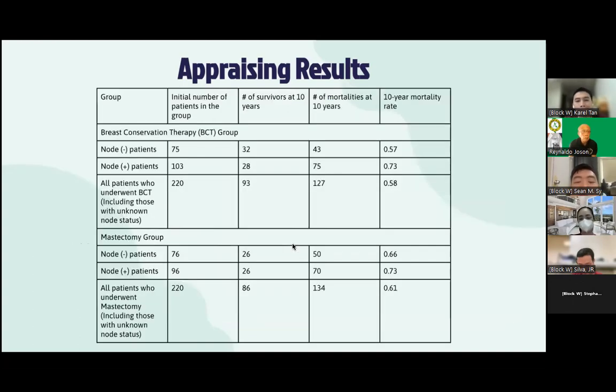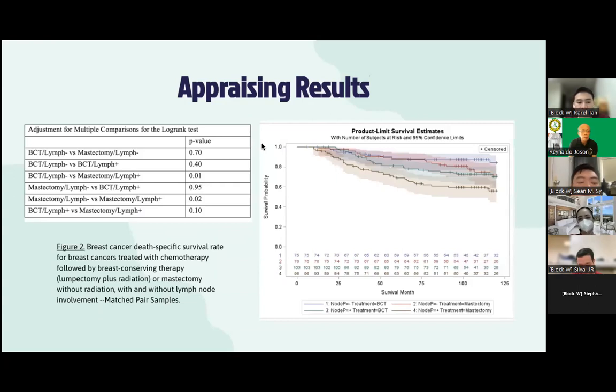The study also divides the groups into node positive and node negative groups for patients who received breast conservation therapy or mastectomy. Comparing node negative groups, that would be the blue line and the red line, node negative patients who received breast conservation therapy were noted to have a better survival curve and better survival probability at 10 years compared to patients who received mastectomy only.